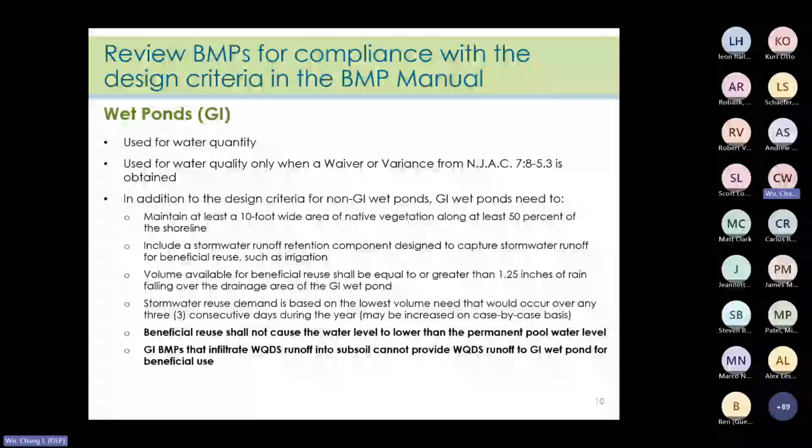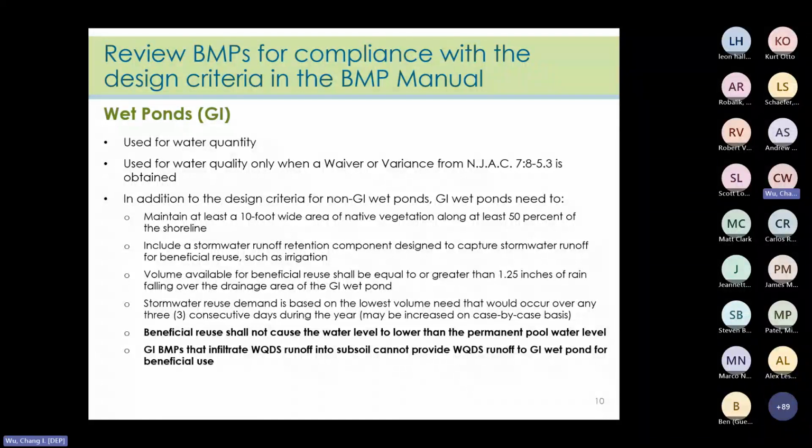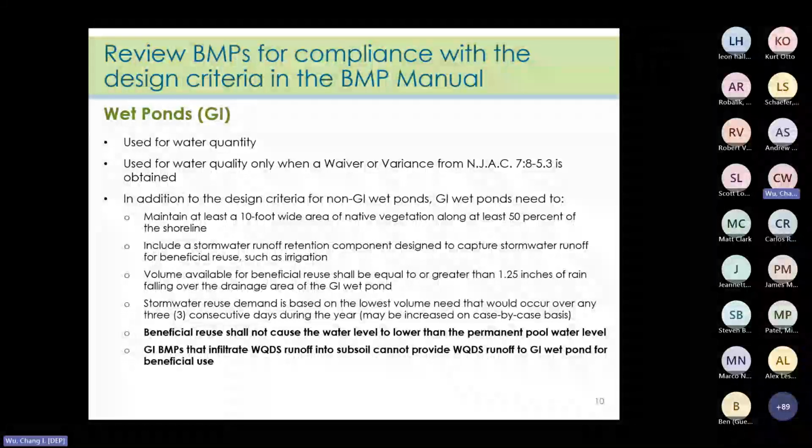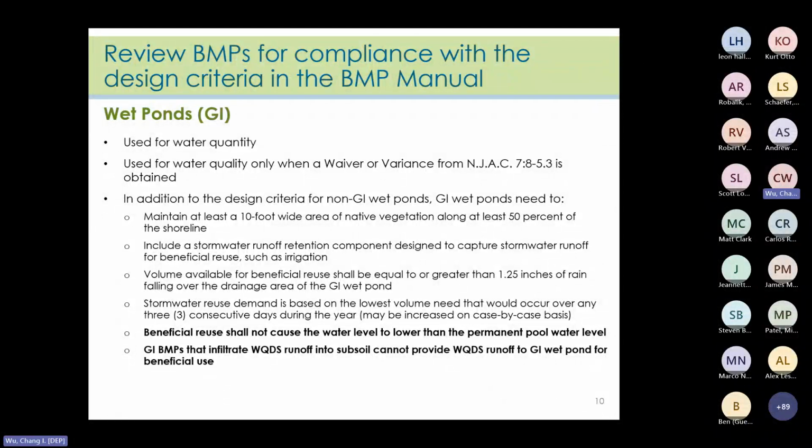And for a GI wet pond, it can be used for water quantity without a variance. So we often see developments that use wet ponds as a GI for water quantity in recent projects. But if that GI wet pond is to be used for water quality, then you need a waiver or variance from the stormwater management rule.